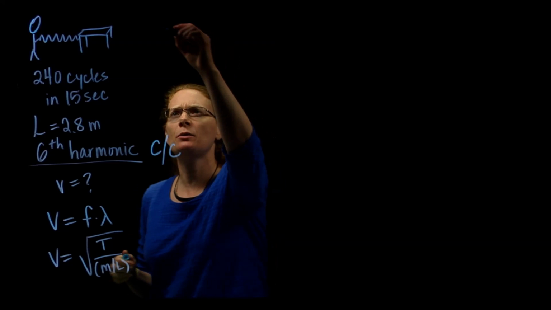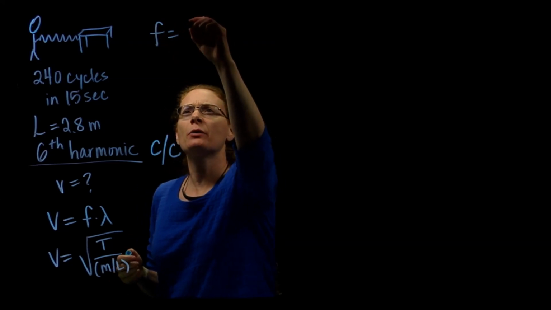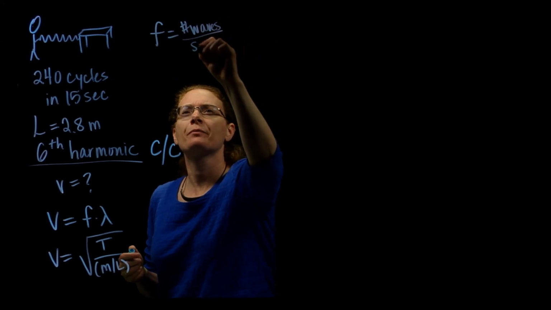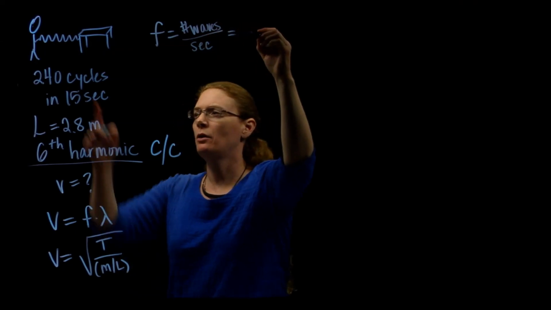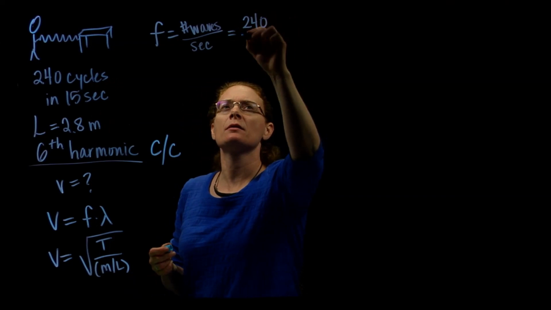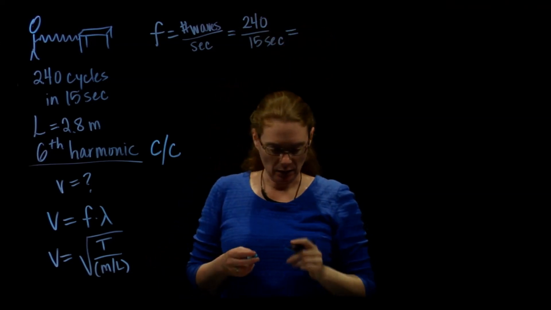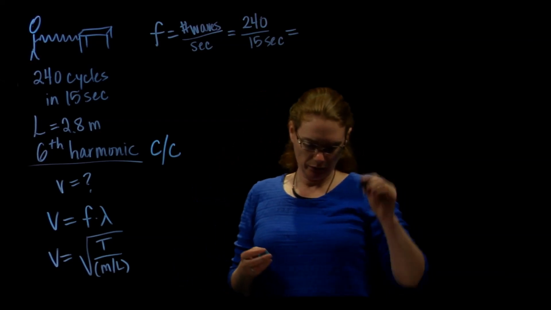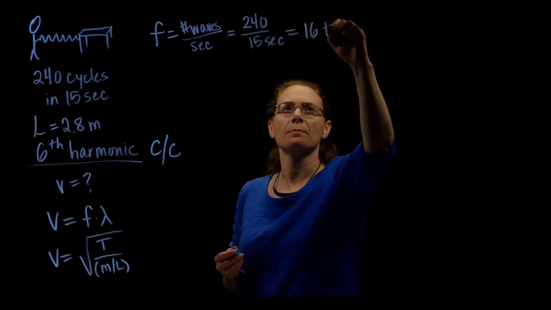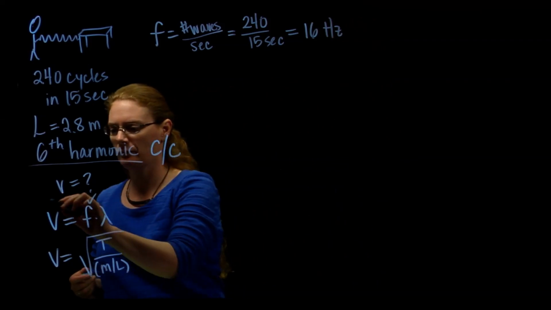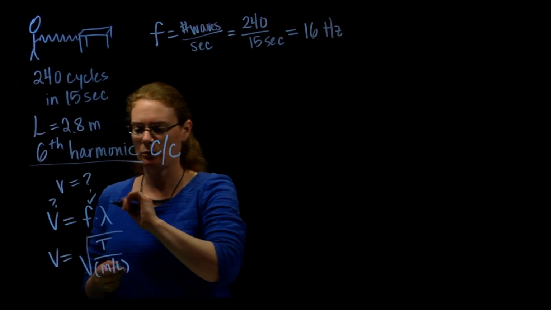So what I'm going to do is say, well, the frequency is the number of waves or oscillations per second. So I know it does 240 cycles in 15 seconds. So I can get my frequency. The frequency is 240 over 15, that's 16 hertz. All right, there we go. I now know my frequency. So I need to know what my wavelength is.